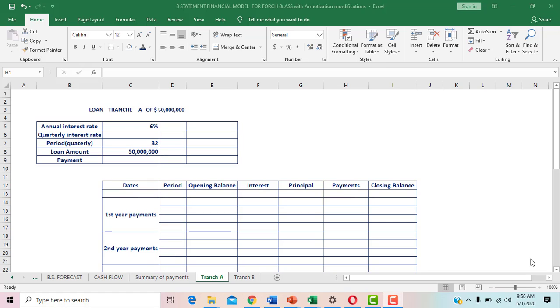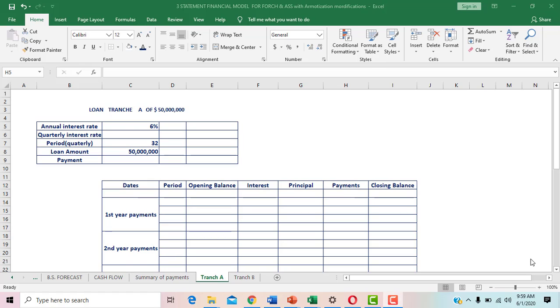Let us assume that our company in this case has decided to take a loan of $75 million to finance part of our capital investment in the long run. This loan has been divided into two tranches. The tranche A loan amount will be $50 million to be repaid quarterly for 8 years with an interest rate of 6%, while tranche B has a loan amount of $25 million, and the company will have to repay the loan within 32 quarterly periods, that is 8 years in total.